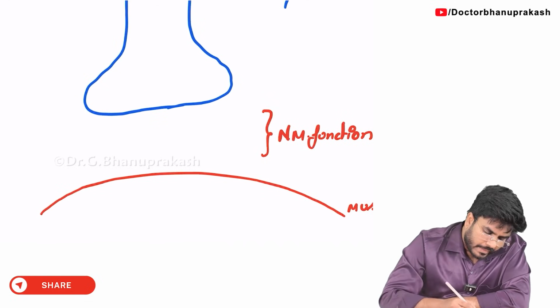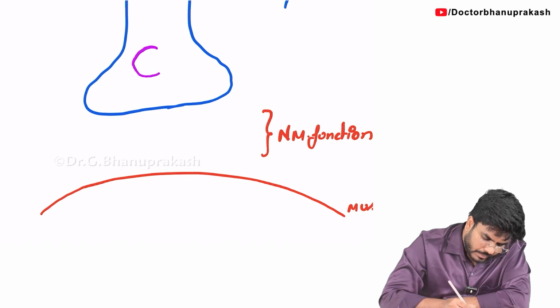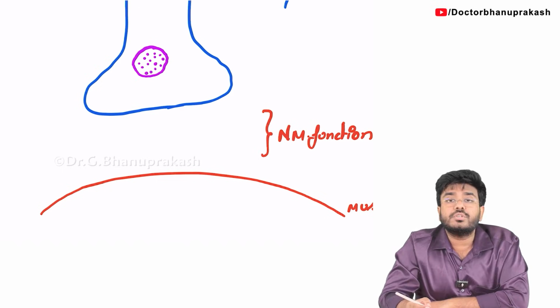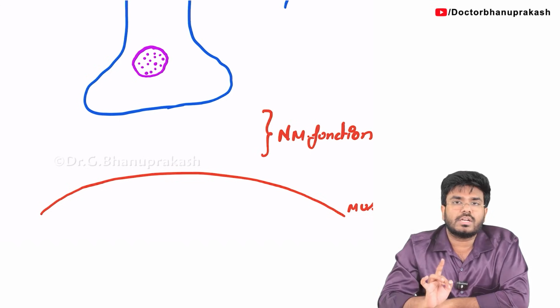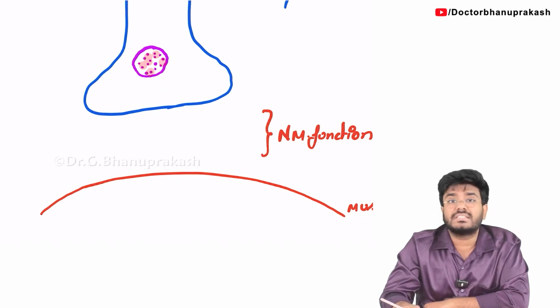Now, within the neuron, there are already vesicles which contain the neurotransmitter. Which neurotransmitter? What are these dots? These dots are the neurotransmitter. The neurotransmitter at the neuromuscular junction is acetylcholine. So, these dots which I am highlighting here are the acetylcholine molecules.